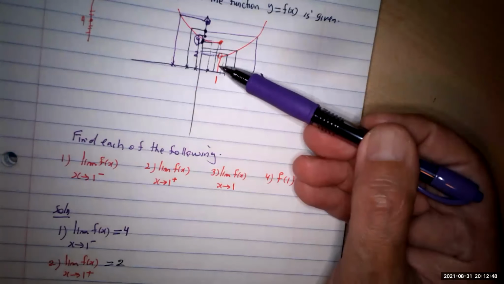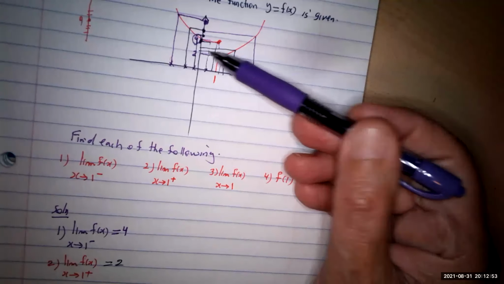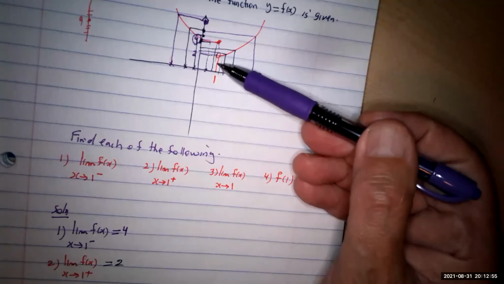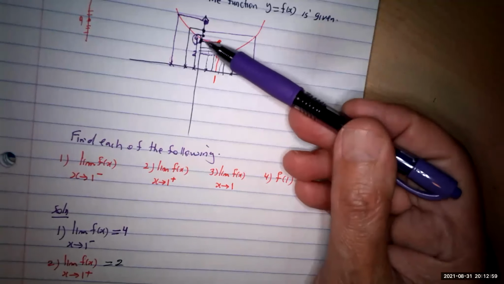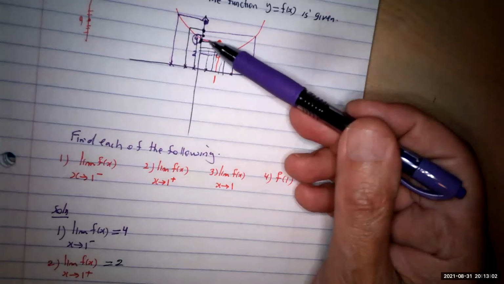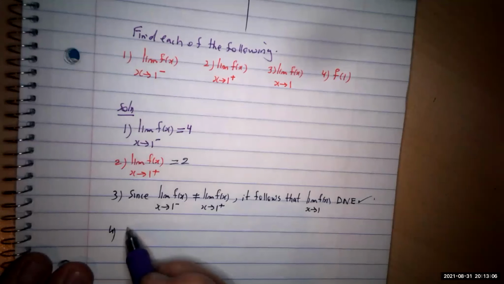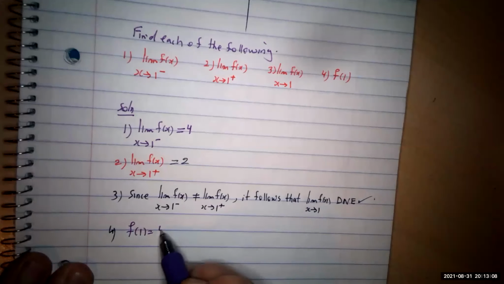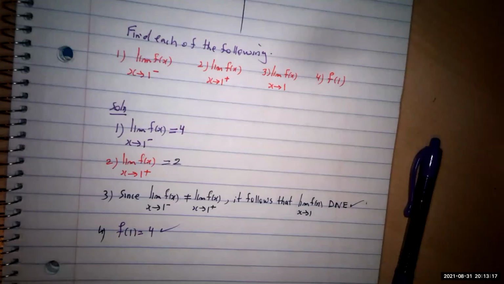You see f of 1, this is empty here. So f of 1 is not equal to 2 because this is a hole. You go on, this is a solid point. F of 1, the solid happened at 4. So f of 1 is equal to 4. That's it. F of 1 is equal to 4. We just wanted to see the value of the function is 4 at 1. But the limit of the function doesn't exist.